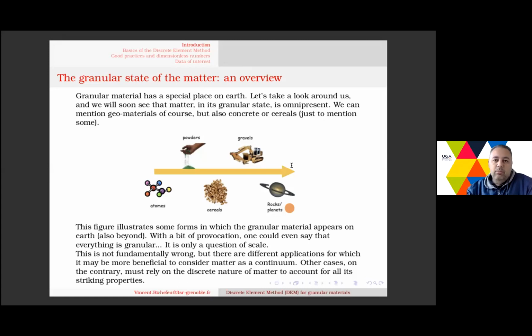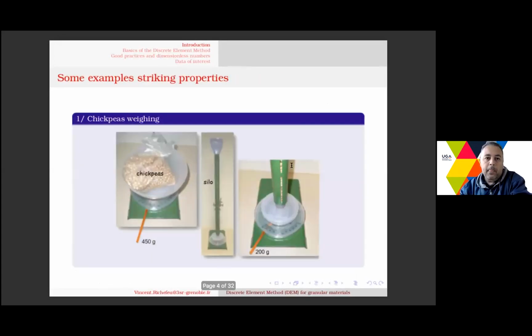So here we will see what a classical usage of the DEM is. The DEM is the discrete element method, as you know. And why do we do that? Because in the discrete element method, as already said by Farang and Jean-Noël in the previous talk, there are a number of very striking properties, things that appear to be strange, but actually when we model them with the DEM, we can reproduce them. So here are some examples of striking properties.